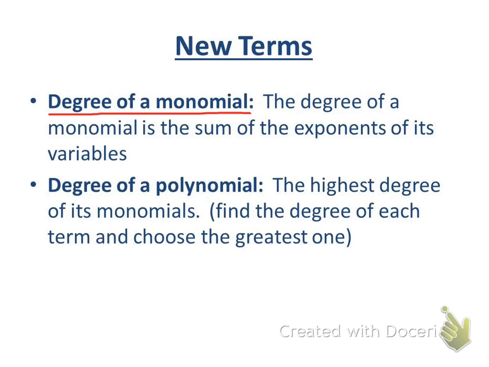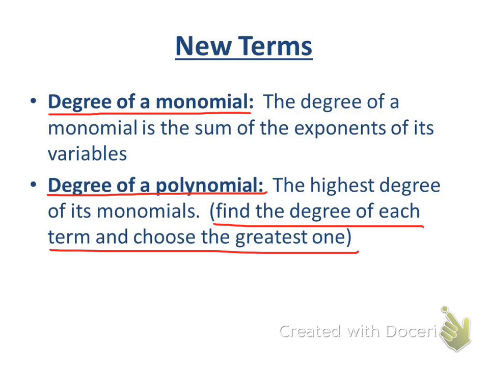It tells us a lot about the polynomial. So the degree of a monomial is directly related to the degree of a polynomial. The degree of a polynomial is going to be the highest degree of its monomials. Okay, so the process for finding the degree of a polynomial is to find the degree of each term and choose the largest one. So the degree of a polynomial is the highest degree of its monomial terms.